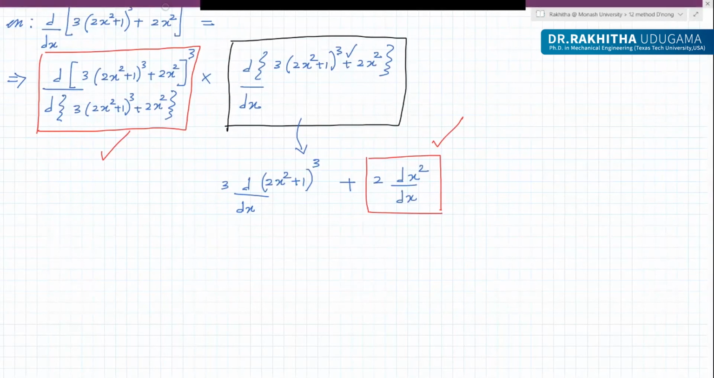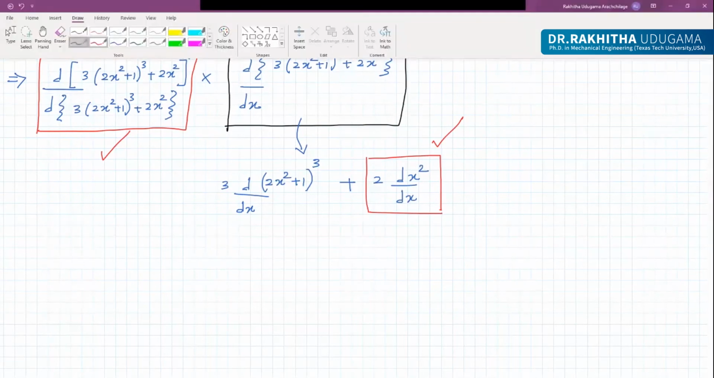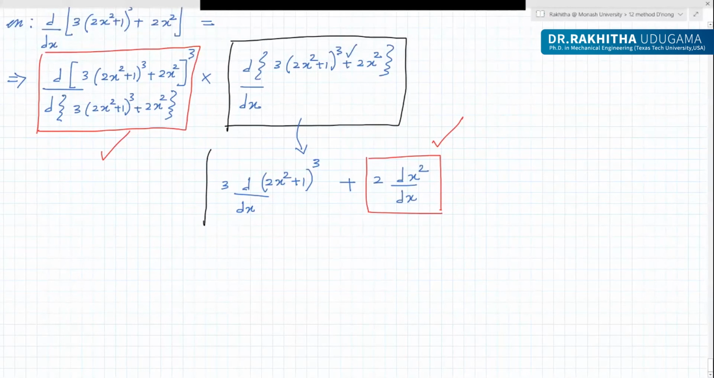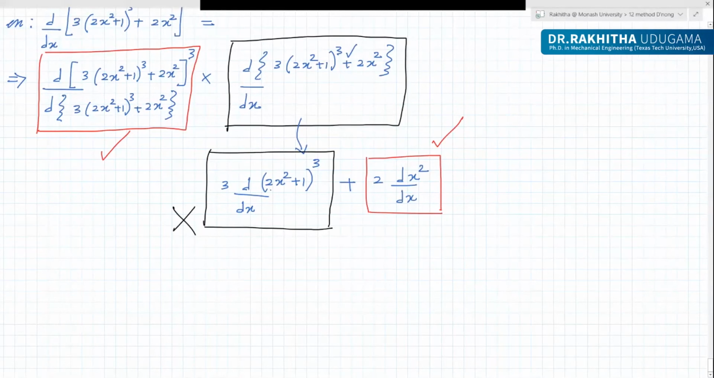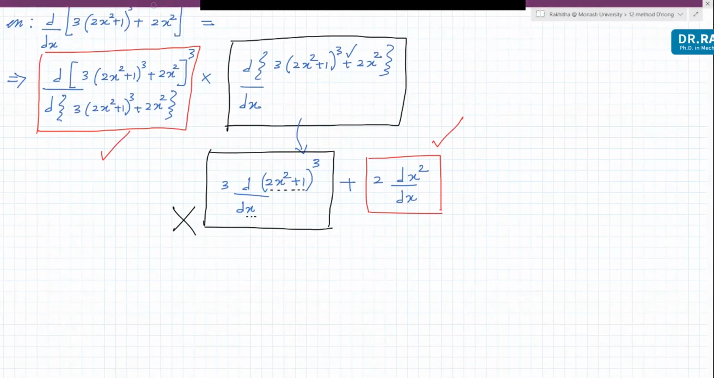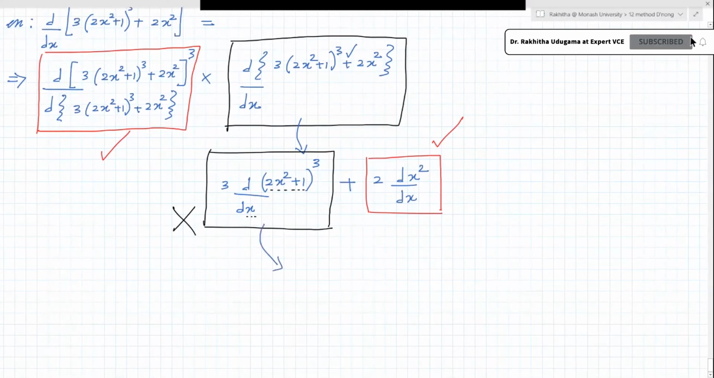But if you look at this block, again problematic. Again problematic. Why? Here you have mj, here you don't have mj. See? mj to the power 3. Now what I will do, if you have that, we'll break it. To differentiate this, what do you do?